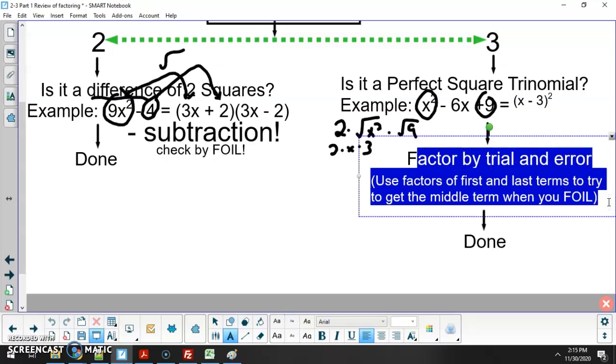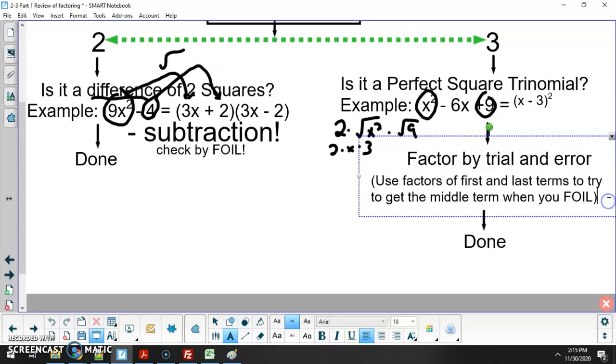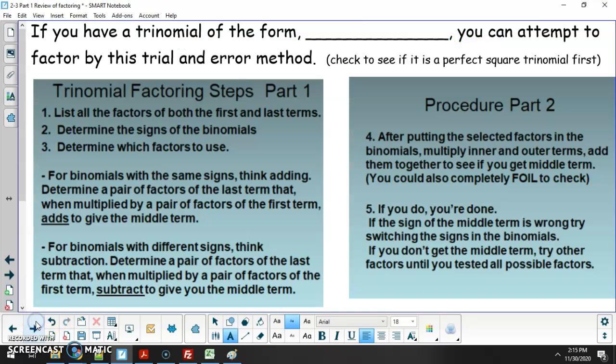And so that's what we're going to talk about for the next 5 minutes of this video, is factoring by trial and error. Okay, so let's check out how to do that.